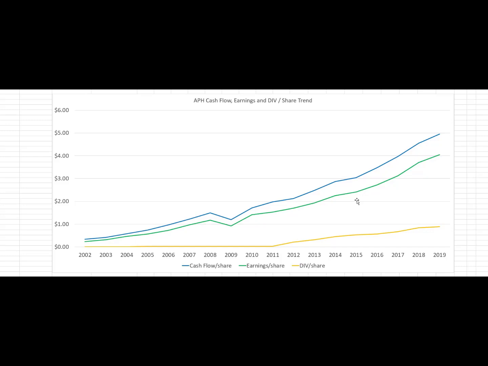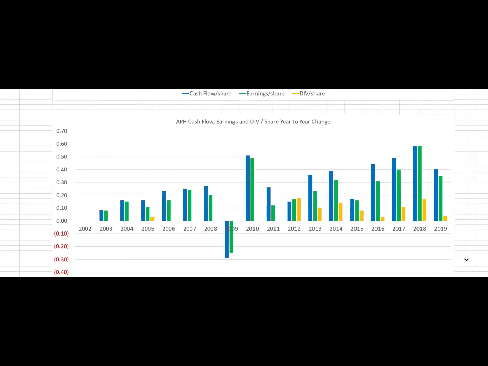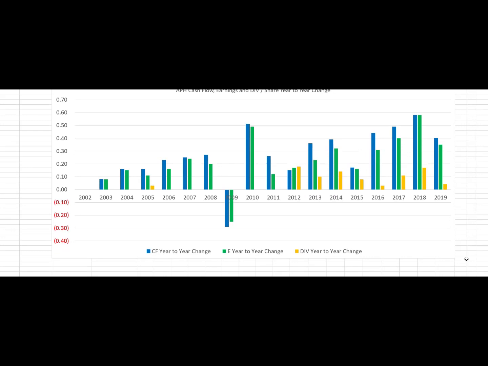Here you can see pretty good uptrends with one exception there. And this chart makes it very clear in the year-to-year differences that 08 to 09 they took a hit there, but I think a lot of companies took a hit in 08 to 09, so that's pretty understandable.